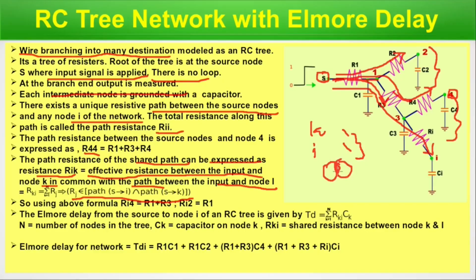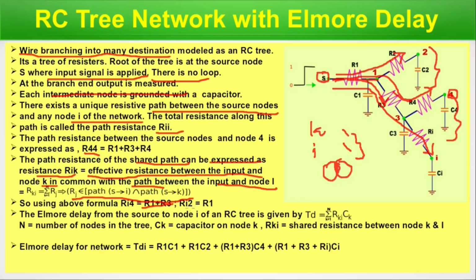So using the above formula, Ri4 is R1 plus R3. How is it happening? S to i is R1, R3, Ri. And S to 4 is R1, R3, R4. So the common part is R1, R3. That is the shared resistance of these two nodes, 4 and i. Similarly, for 2 and i, the common resistance is R1. So Ri2 equals R1.